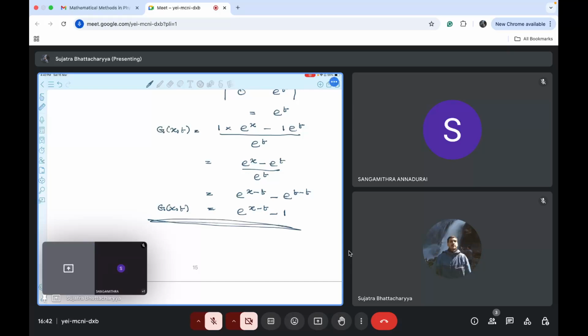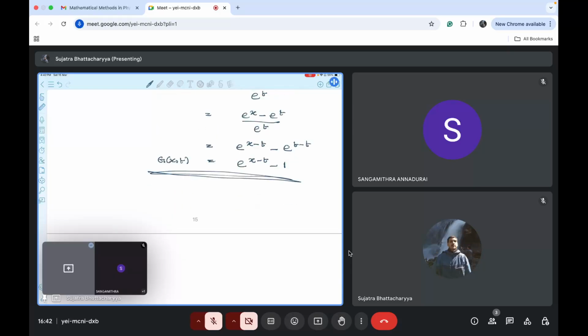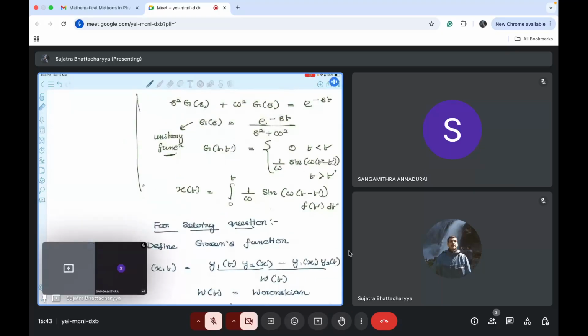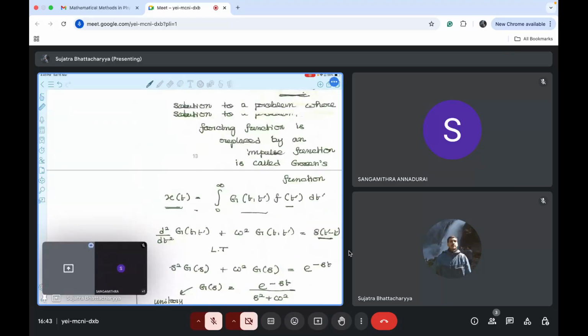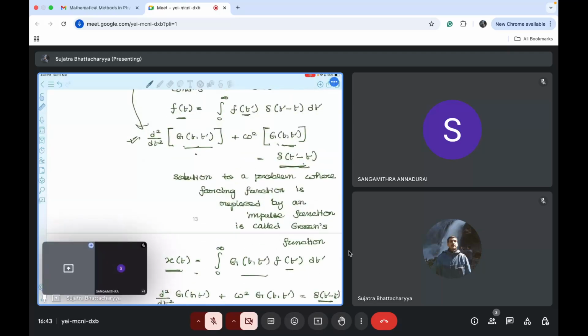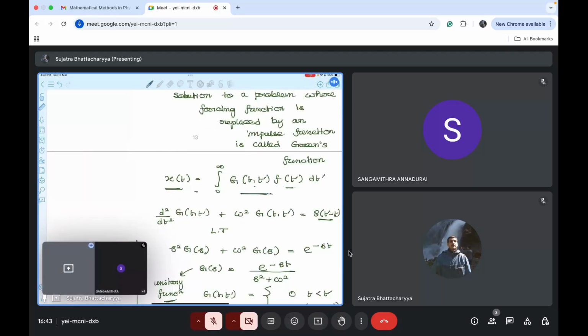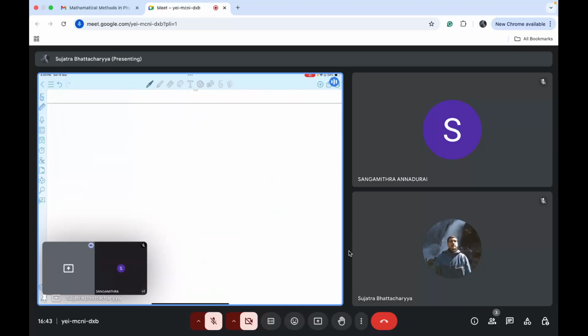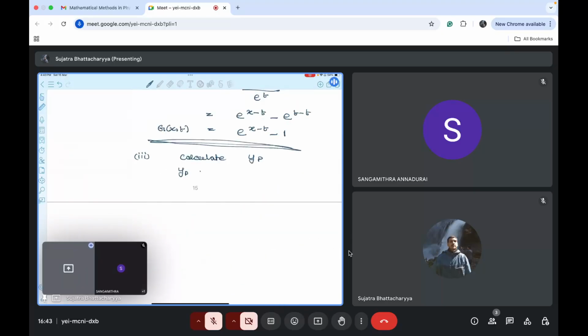Now, the next part is the third part: calculate yp. I have already told you what the definition of yp is, as we have seen earlier when I was doing the mathematical part. Green's function times the function, with respect to what it is being integrated.